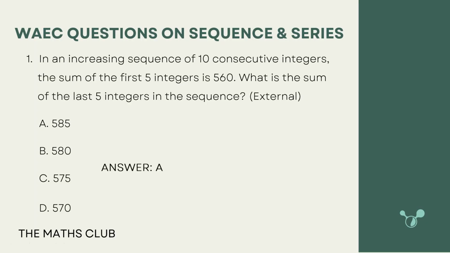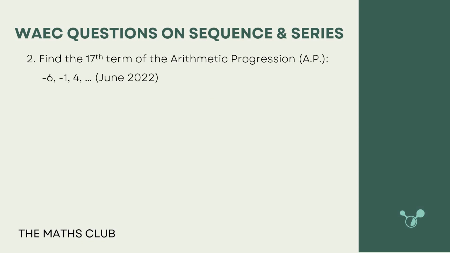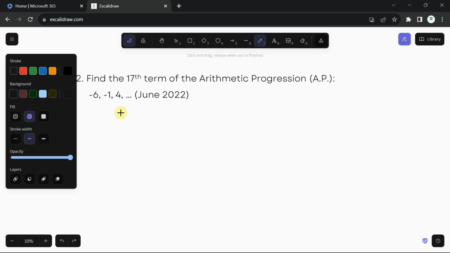Great. So the next question says that we should find the 17th term of an arithmetic progression minus 6, minus 1, and 4. This is taken from June 2022. So let's solve it together. What are we given in this question? Let's start with the given. We're told that we should find the 17th term, but we're given some values from the arithmetic progression.